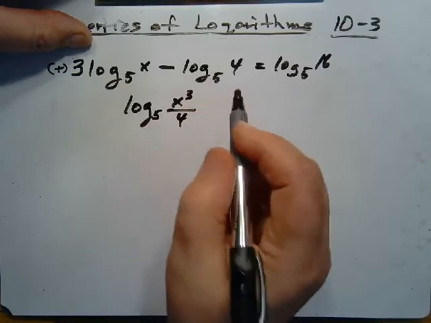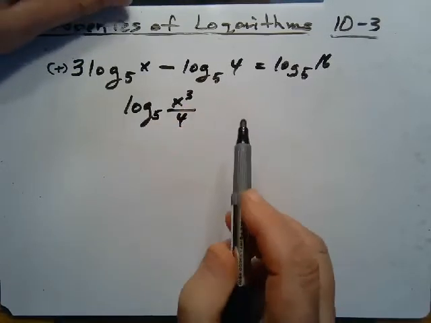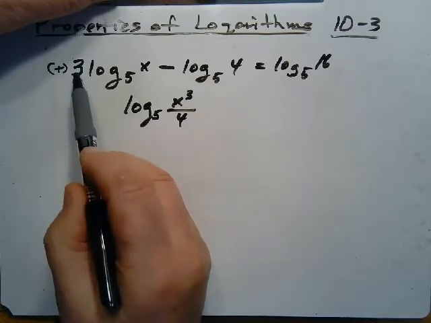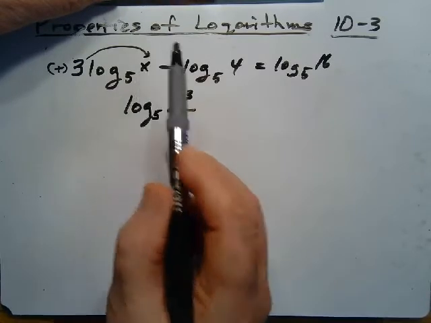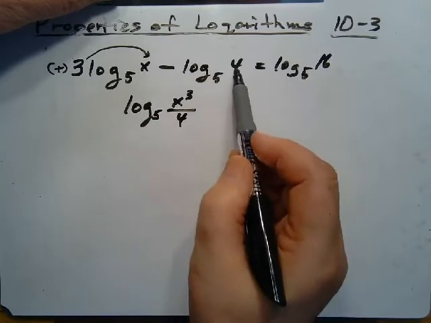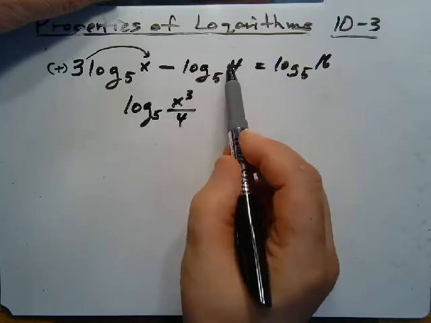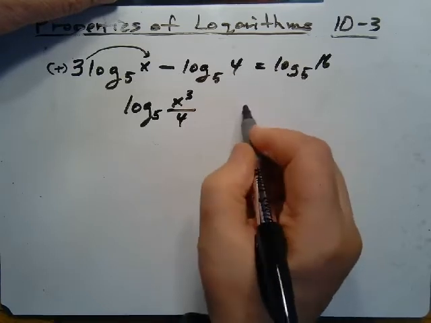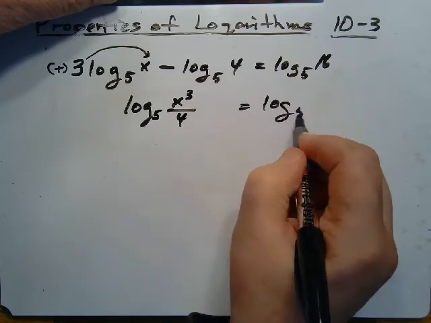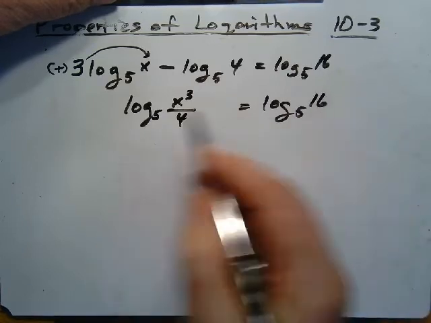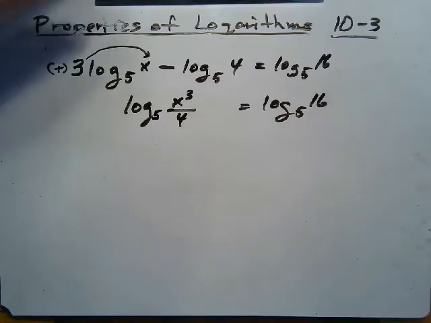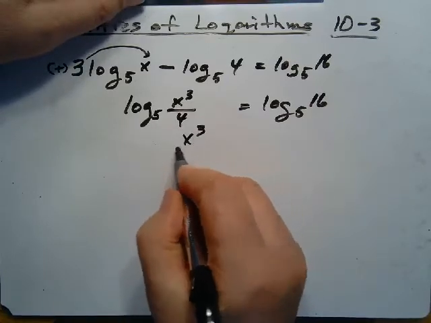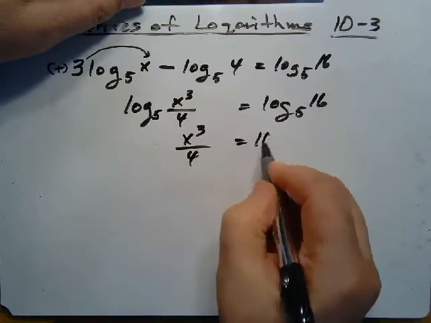Again, both the logs are log base 5, so I can do this. Once again, x is going to go on the top because it's positive, and that 3 is going to roll around here and become an exponent. Then, because of the subtraction sign, this is in the denominator. So now we have a single log on both sides. Well, if there's a single log on both sides, as we learned in a previous lesson, same base, we can just set these equal to one another, and we will.